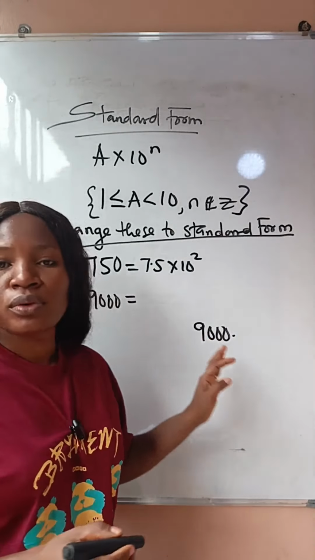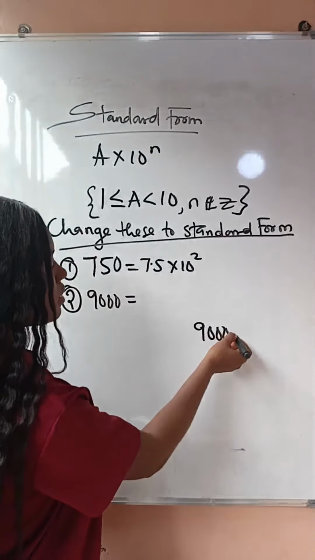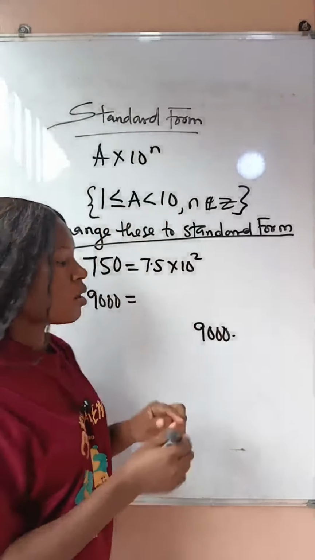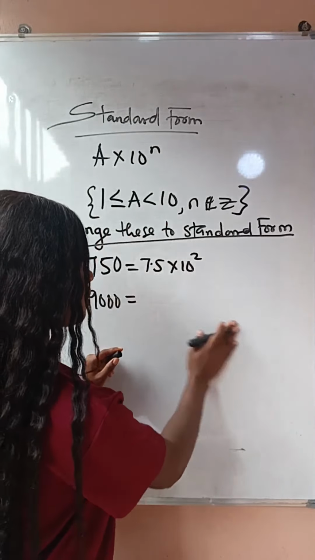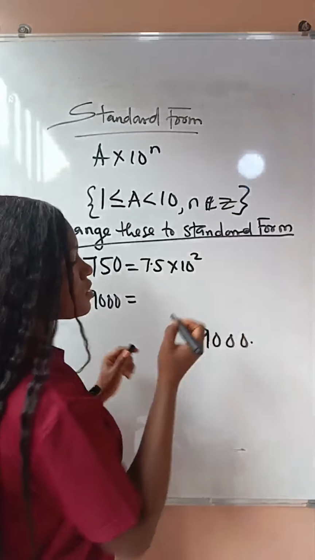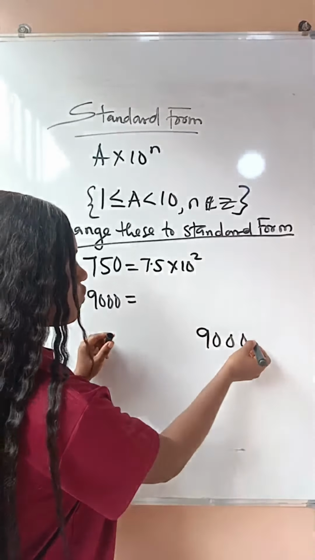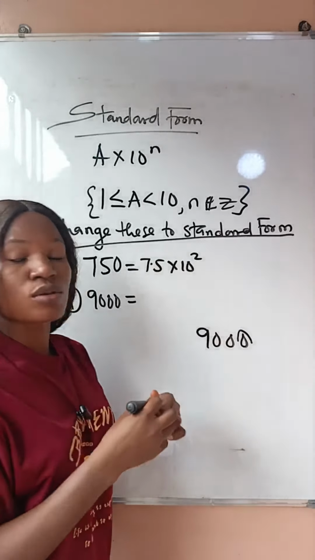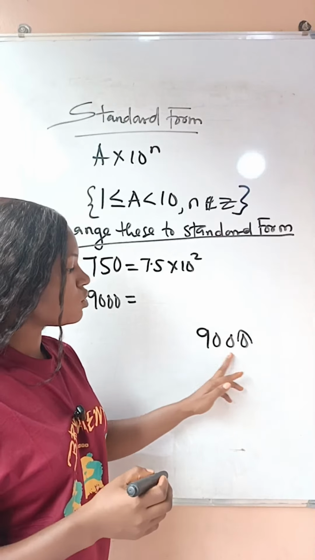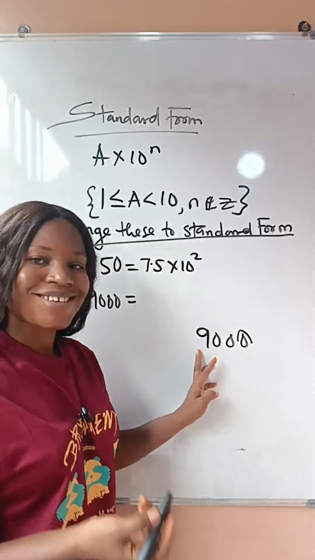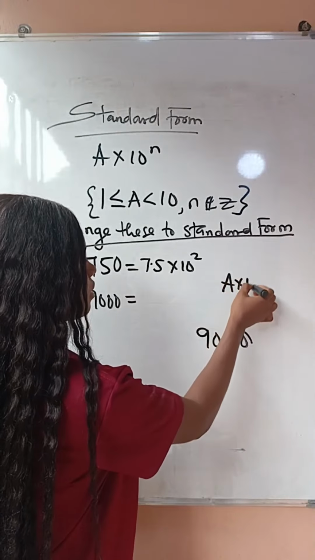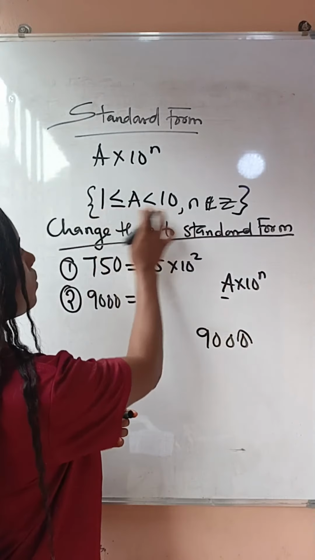To put this in standard form, we shift our decimal point until we get to a number that is between 1 and 10. So let's go. Let me write this separately. Let me space it out a bit. So this is where the decimal point is. If we shift this once, we still have 900 here. And you can see that 900 is greater than 10. So we cannot use it as our A. Remember, we are looking for our A, and our A must be between 1 and 10.